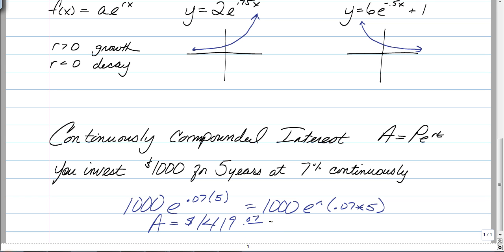$1,419.07. Okay, I'd be shocked if you found a bank that gave you 7% this day and age, but you know, it's fun to look at it and think, how awesome would that be if you can put some money in a bank, 5 years later have $419 more. That'd be pretty cool. But anyway, that is the number e.